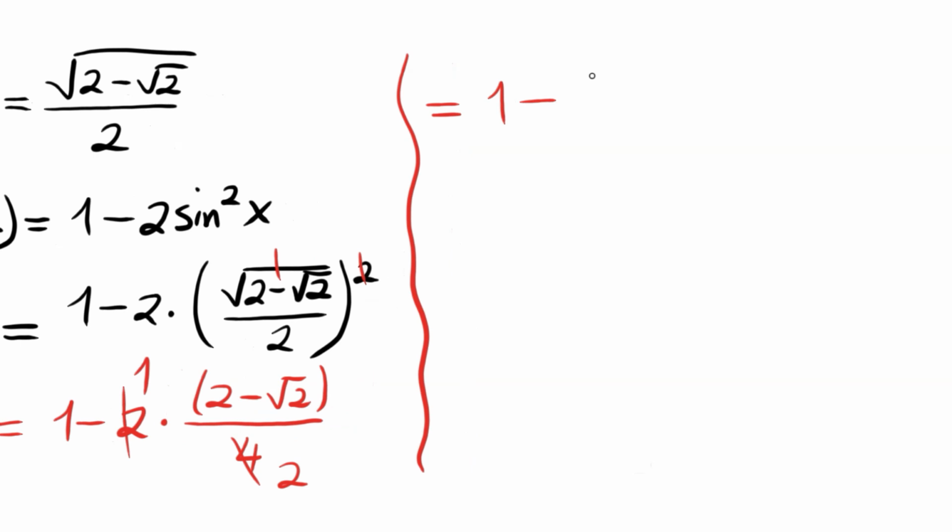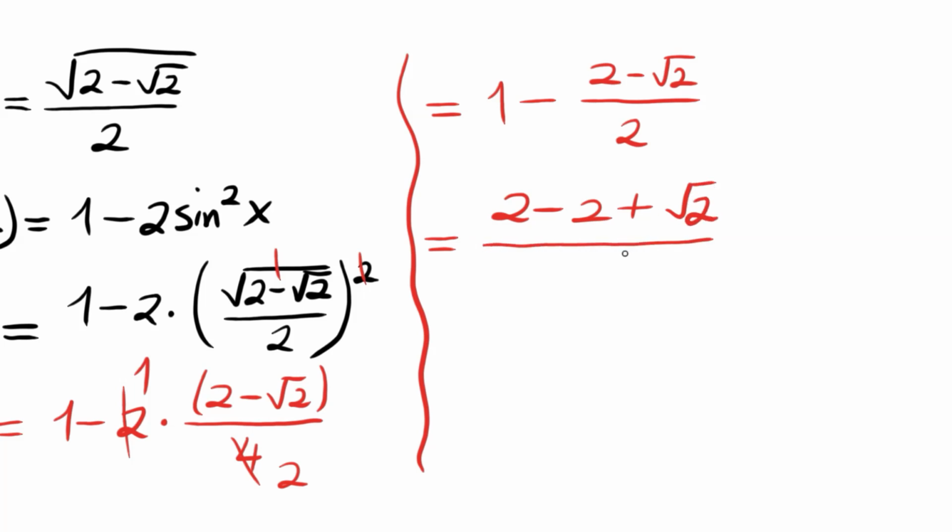1 minus 2 minus root 2, all divided by 2, and making the common denominator, we will have 2 minus 2, and minus times minus will become plus root 2, all divided by 2. So this 2 cancels, we get root 2 divided by 2, and this is actually the value for a special angle, which is 45 degrees. This is cosine 45 degrees.